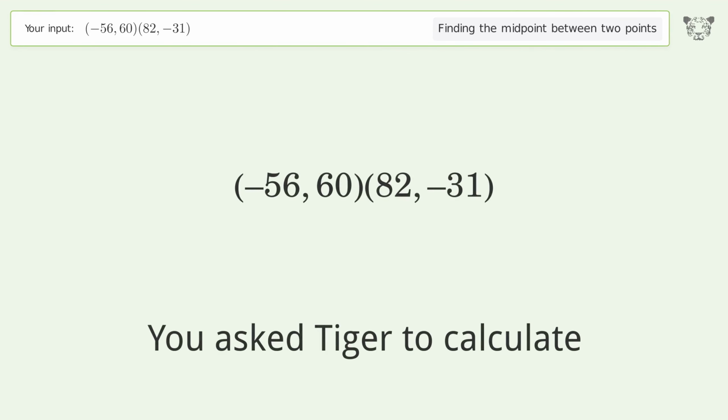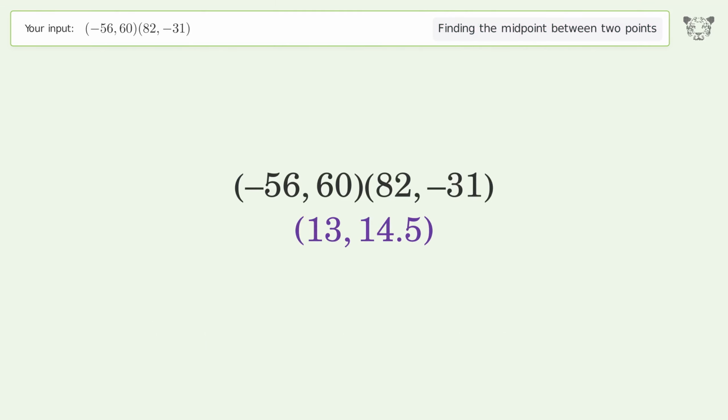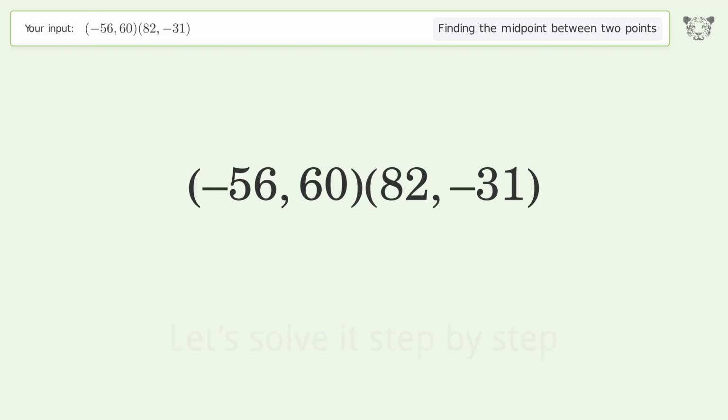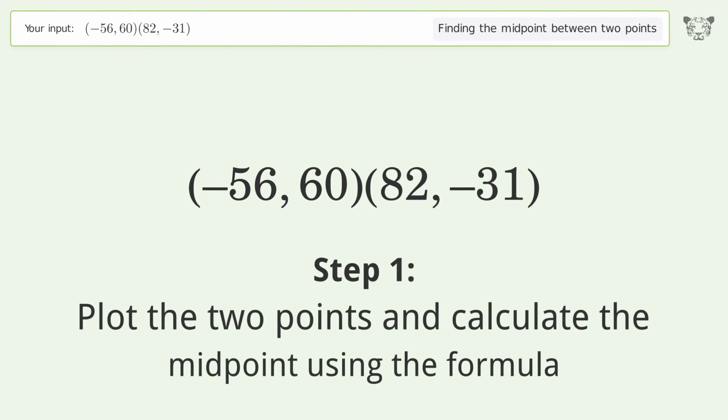You ask Tiger to calculate. This deals with finding the midpoint between 2 points. The midpoint between the 2 points is 13, 14.5. Let's solve it step by step. Plot the 2 points and calculate the midpoint using the formula.